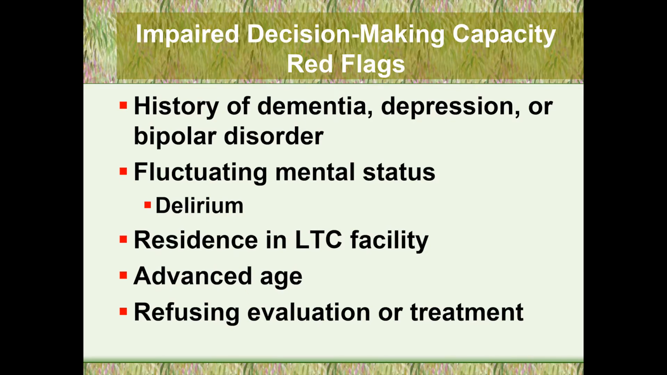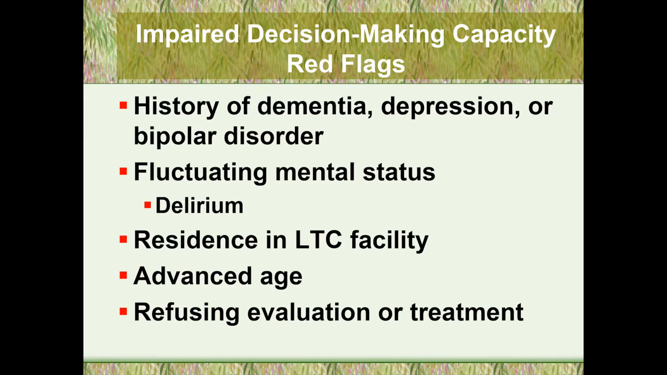If you know they have a history of dementia or depression or bipolar disorder, that does not mean they lack capacity, but it means you should think about it and maybe want to assess it. If they have fluctuating mental status, which you now know is a medical condition called delirium. If they live in a long-term care facility, particularly assisted living or nursing home level care, that does not mean they lack capacity, it just is a red flag to you.